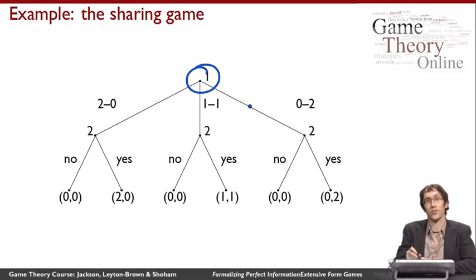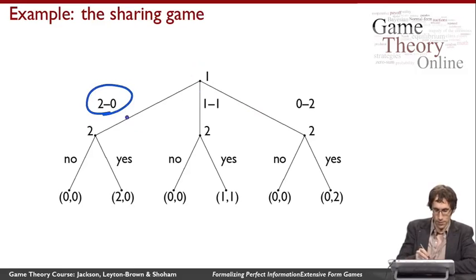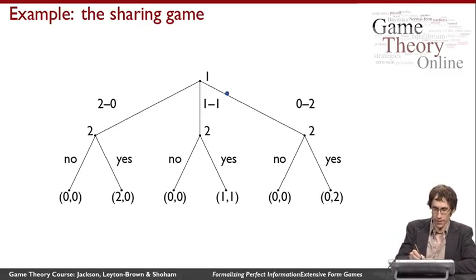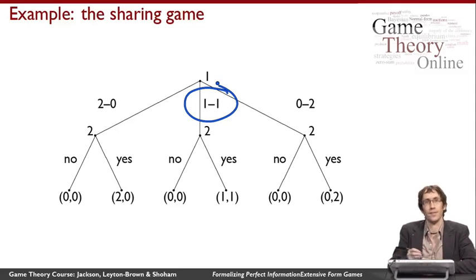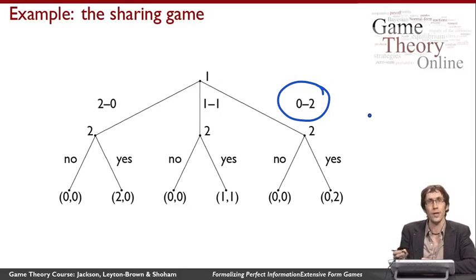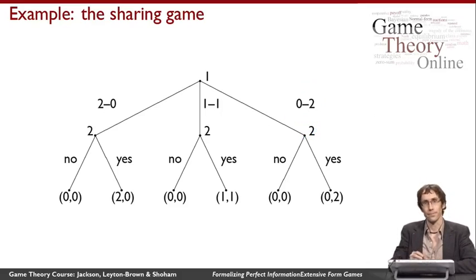And so he has 3 actions that he can take in the first choice node. His first action is labeled 2-0. What that means is that he keeps $2 and he gives nothing to his sister. The second action is labeled 1-1, and that means that he offers to split the money 50-50 with his sister. And the last action is labeled 0-2, and that means that he proposes to give all of the money to his sister. In each of these cases, after the brother takes his action, we transition to a new choice node where the sister gets to act.